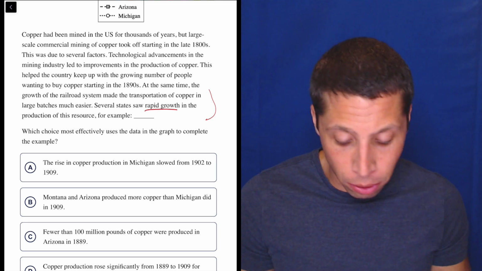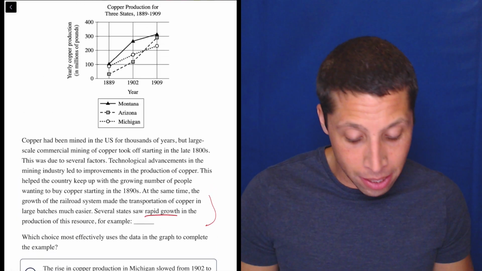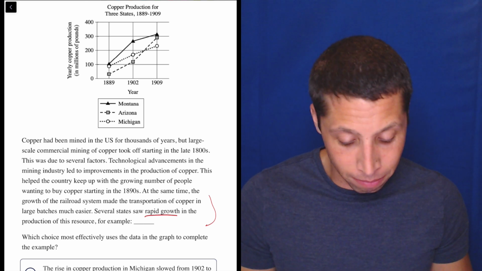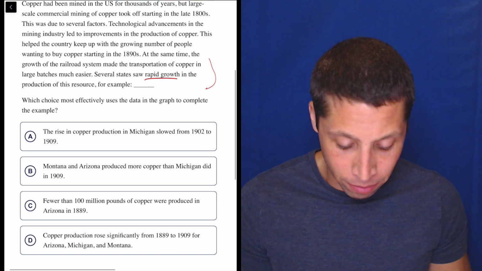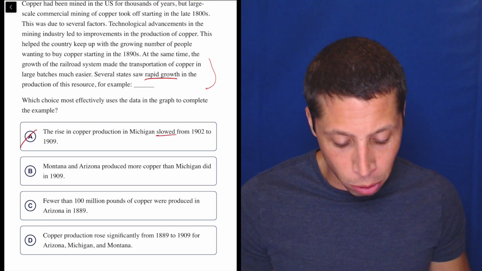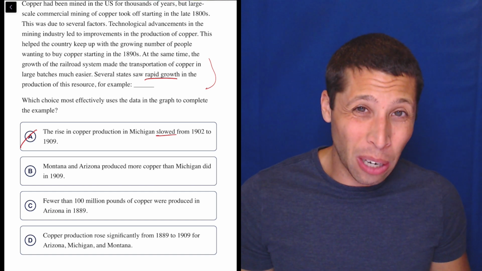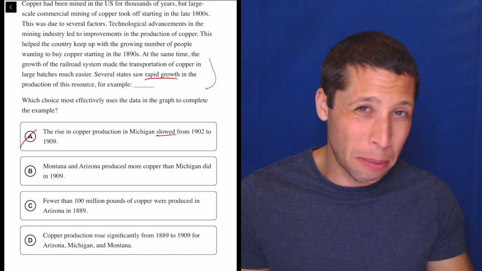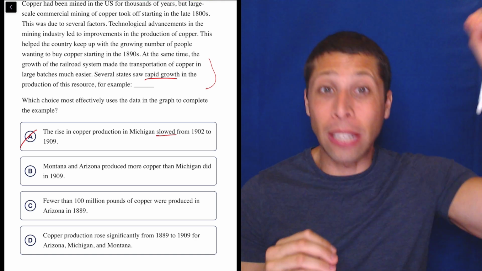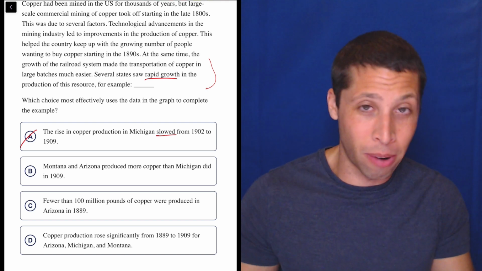Several states saw rapid growth in the production of this resource. For example, well, looks like maybe Arizona's rapid growth, maybe Montana, but Michigan looks a little, let's see. The rise in copper production in Michigan slowed. Well, that doesn't sound like growth. The Montana and Arizona produced more copper than Michigan did. Okay, maybe, but is more the same as rapid growth? I feel like I want to say that one of these states had a big change. I don't know that shaming Michigan for its poor copper production is the right call here, but I don't know.